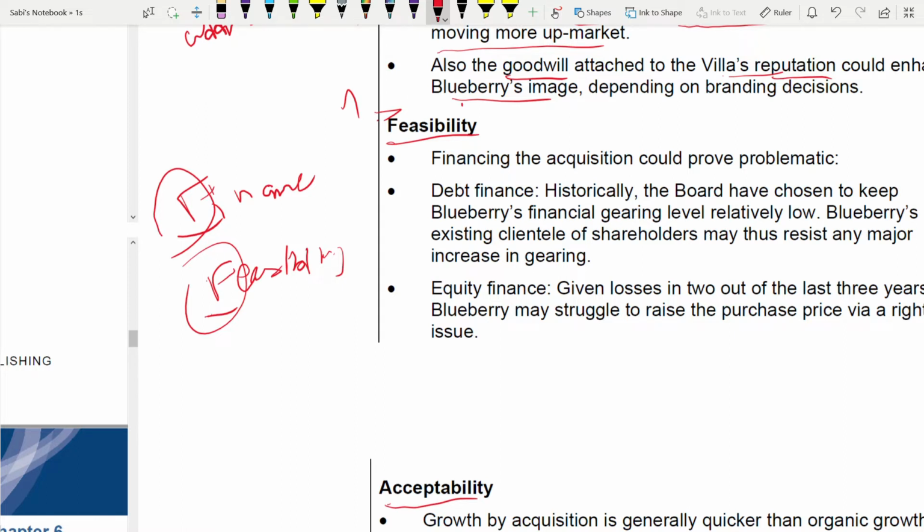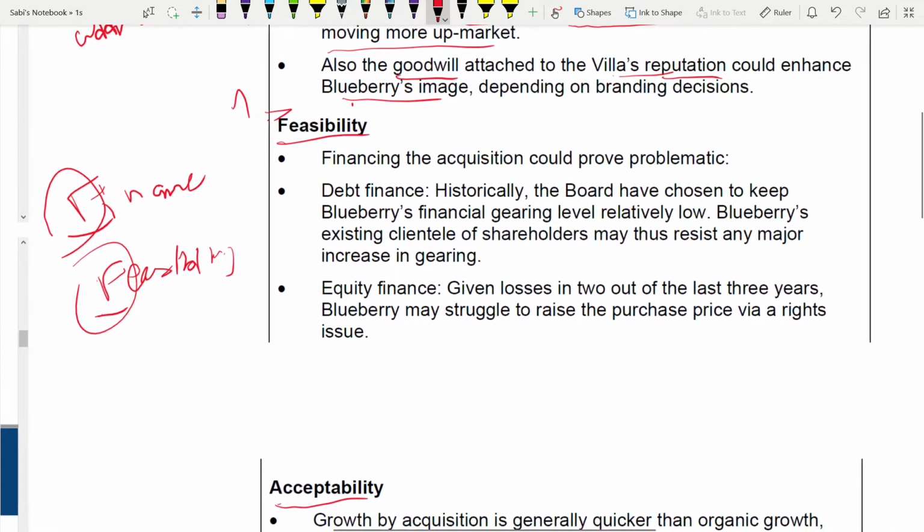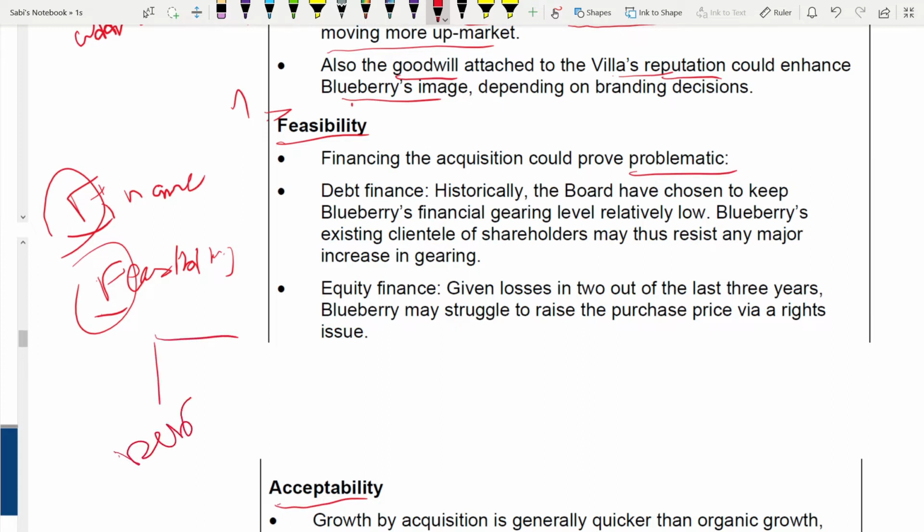Okay. So financing is how much? Asking price 50 million. Numbers, try to put in feasibility. So is 50 million easy? You are currently having a profit of 11 million. You want to raise 50 million to finance. So finance in the acquisition could prove problematic currently. Now, when you talked about financing, they talked about gearing ratios and things like that in the case study. Because of that, it's easy for you to divide the finance into two. One is debt, one is equity.